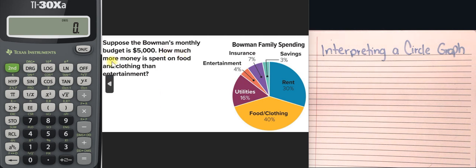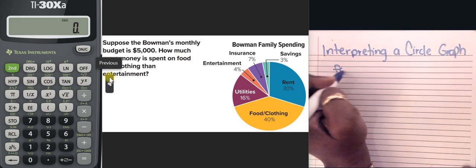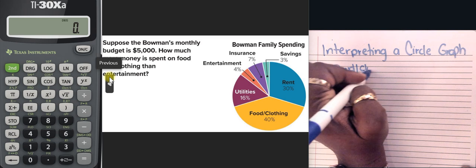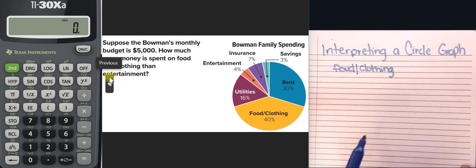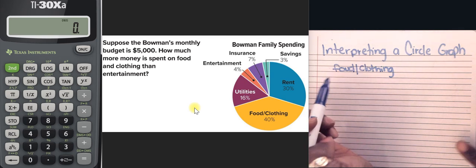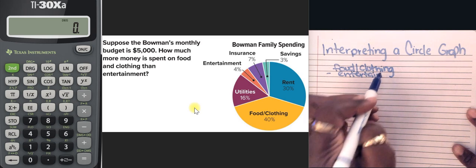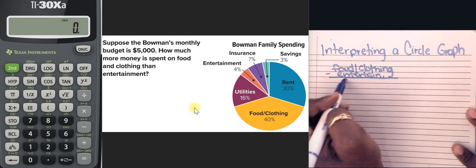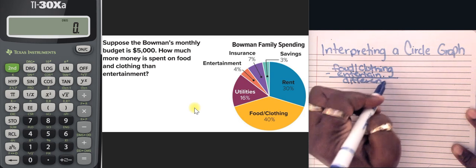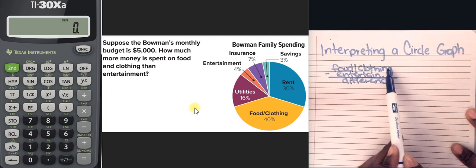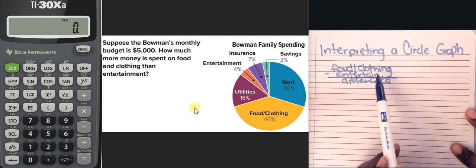So, a clue word is how much more. That lets me know that we're using subtraction. And so, what are we comparing? Well, in this case, it says how much more money is spent on food and clothing. So, I'm going to put food and clothing. So, we're spending more on food and clothing than on entertainment. So, we're going to subtract out entertainment. And when we do that, we're going to find the difference between the two. Okay. And because we mentioned food and clothing first, that means that we're spending that much more on food and clothing than we are on entertainment.